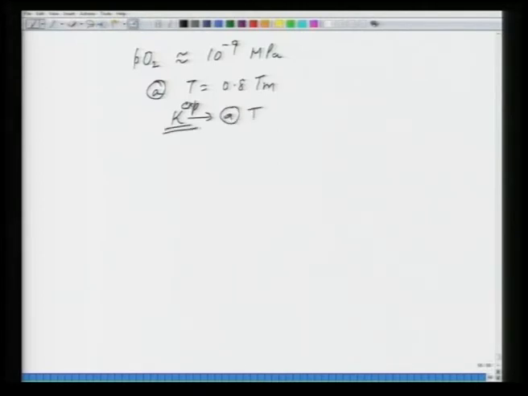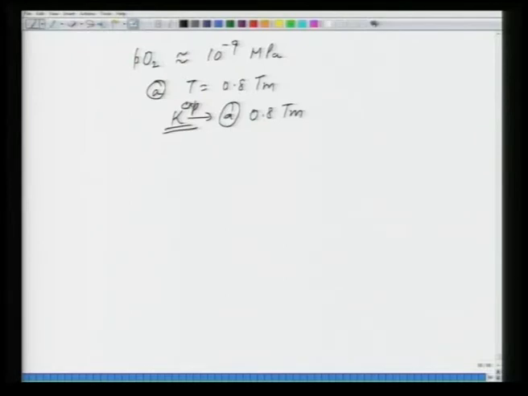Now if you take PO2 roughly 10 to the power minus 9 megapascal, the same pressure as in the case of MgO, and again at 0.8 of Tm, then you work out what is K. K experimental will give you the value of K at 0.8 Tm.